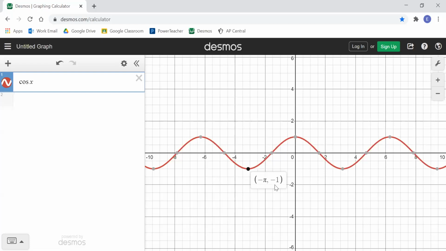Does that make sense what the negative pi is there for? It's just the starting point for where we're finding the area underneath this curve. Okay, cool.